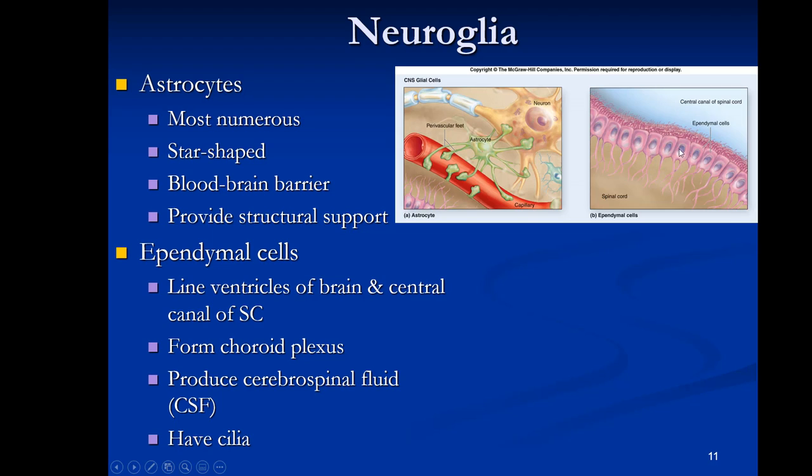When all these ependymal cells get together, they form a structure called the choroid plexus. The choroid plexus is important because it produces something called cerebrospinal fluid. That's the fluid that flows through your central nervous system. So ependymal cells produce the cerebrospinal fluid, which flows through the central nervous system. Notice that they have cilia also. That allows them to circulate the fluid.